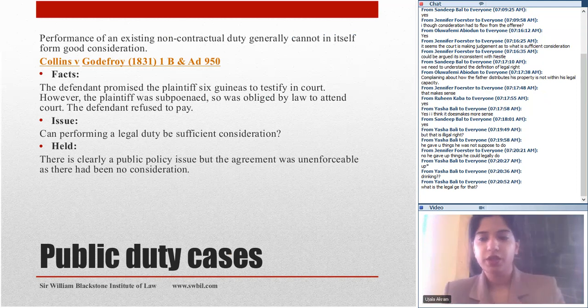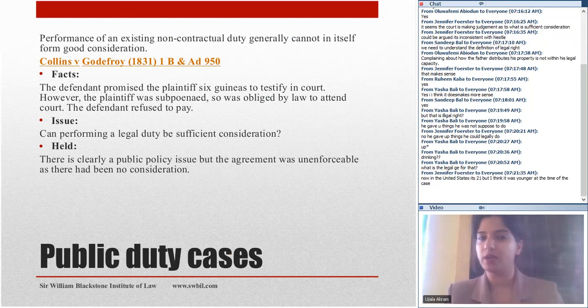General rule: performance of an existing non-contractual duty generally cannot in itself form good consideration. Our main case law here is Collins versus Godfroy. Here, the defendant had promised the plaintiff some money to testify in court. However, the plaintiff was already supposed to testify in court. So the issue was, the plaintiff was already under obligation to do that legal duty, but can performing a legal duty be sufficient consideration or not?